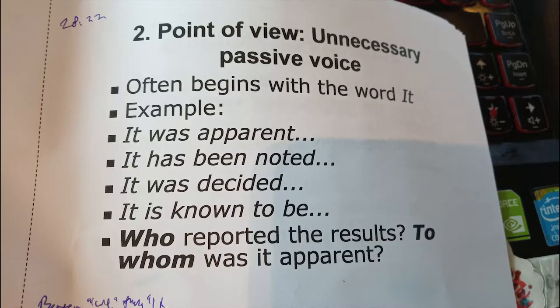Let me say a second type of hedging that we do not like. Sometimes when students are writing their paper, they don't want to start their sentence with we, so they begin their sentence with it. Like, it was apparent, it has been noted, it was decided, it is known to be. And I always think, who knows this? Who decided this? Who noted this? I have no idea. We are missing our subject, and it is not your subject.